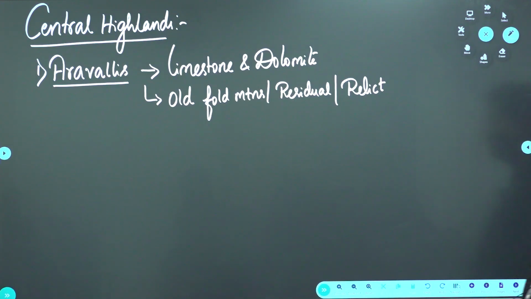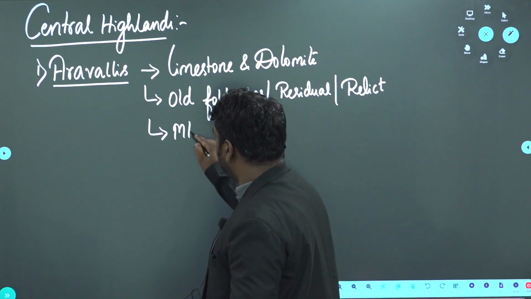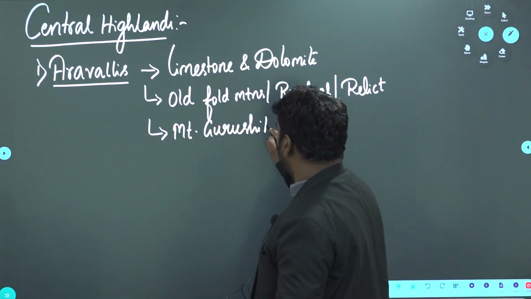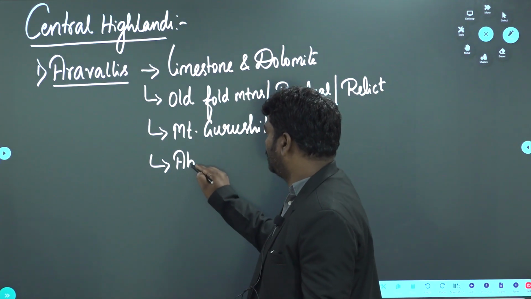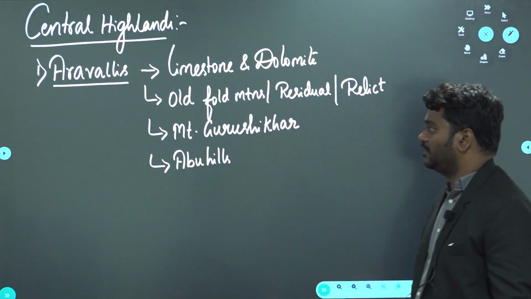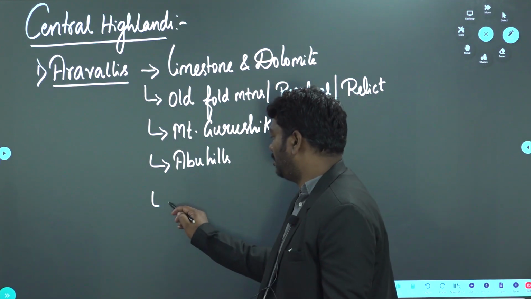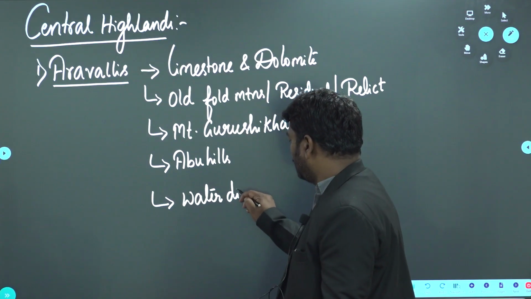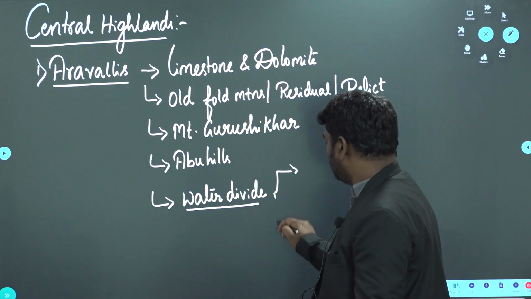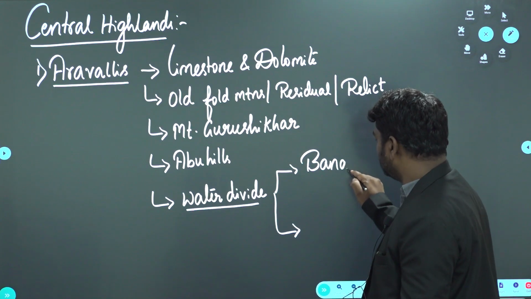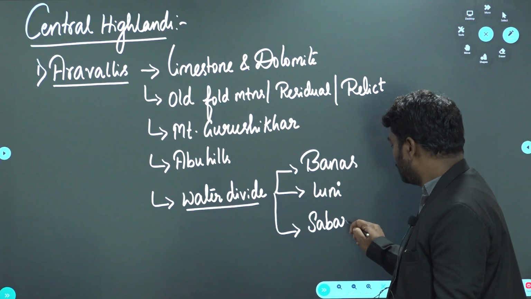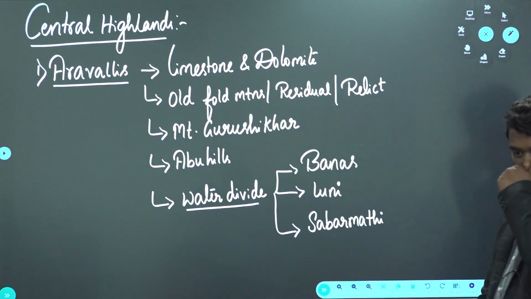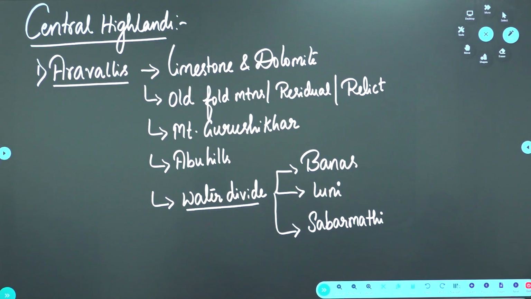These terms are important. Which is the highest mountain peak? Mount Guru Shikhar. Abu Hills is part of Aravallis. And Aravallis act as water divide. Rivers like Banas, remember this, Banas, Luni, Sabarmati originate from Aravallis.